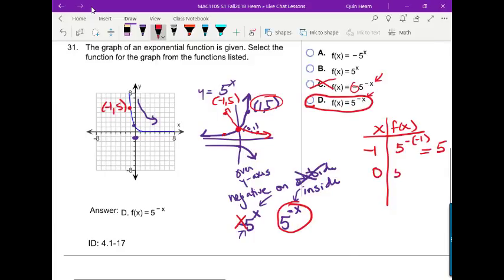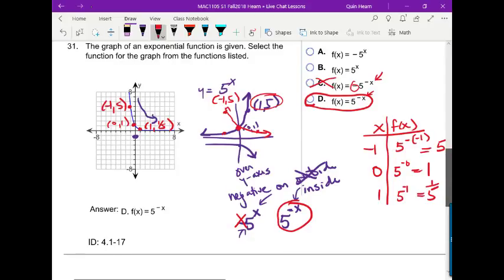Okay, and 0 would be 5 to the -0. That's just 5 to the 0, or 1. So it should go through 0, 1, and it does. And then 1, 5 to the -1, excuse me, would be 1/5. So plugging in 1, we would get down to a tiny little number of 1/5. There we go. All right, so either way, you can see that the function is going to turn out to be D.